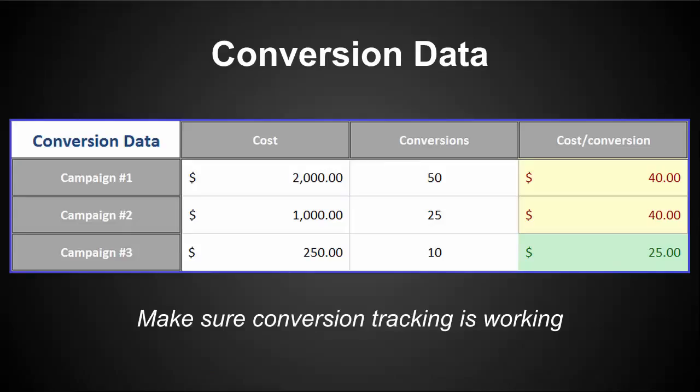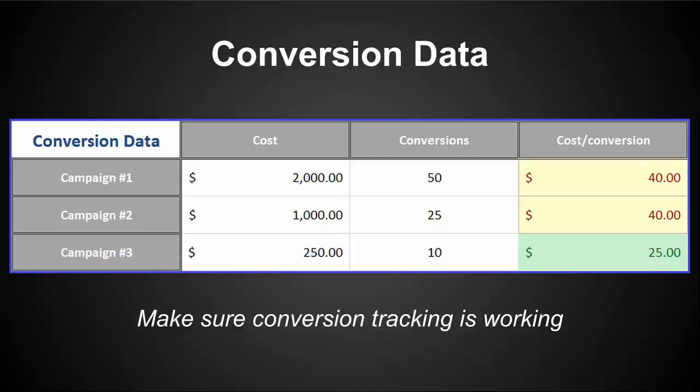The first and foremost, most important thing when it comes to analyzing the performance of a campaign is conversion data. This may seem obvious if you take the examples here. If you have campaign 1 that has 50 conversions, campaign 2 has 25 conversions, campaign 3 has 10 conversions, it's easy to say, just looking at conversion data, that the one with 50 conversions would be quote-unquote better.